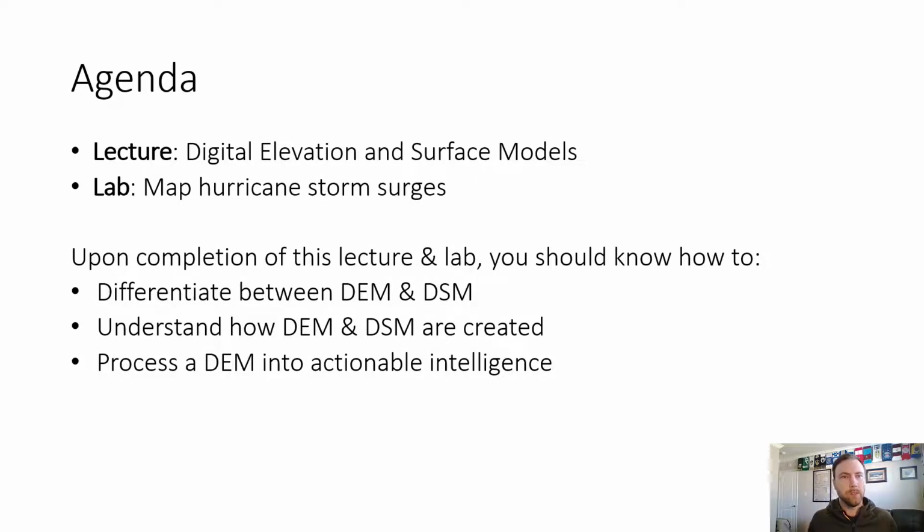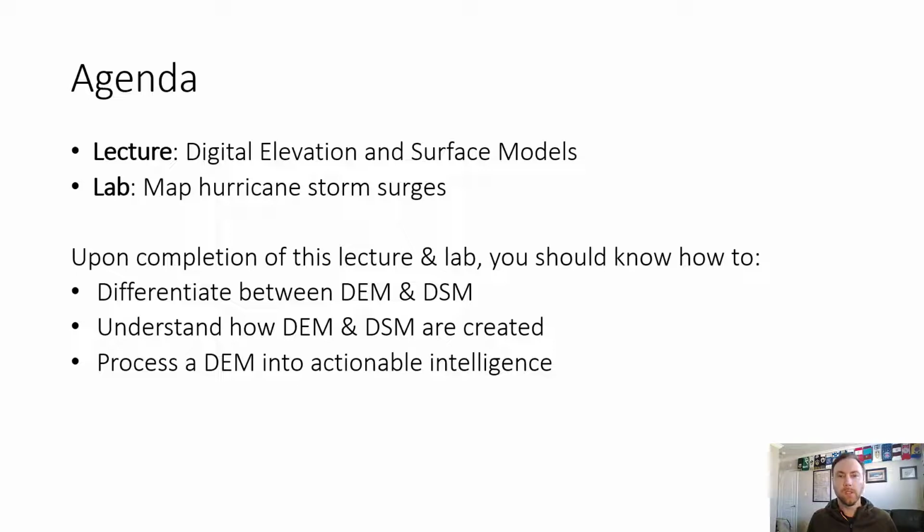All right, so this week's agenda: lectures on digital elevation and surface models. This week's lab is mapping hurricane storm surges. We're going to use a digital elevation model to map storm surge. Specifically, we're going to replicate the storm surge during Hurricane Sandy, which they also call Superstorm Sandy. That's a 3-meter surge, and then we'll also do a 9-meter surge. And you can see how a surge of those heights affects the city of New York.